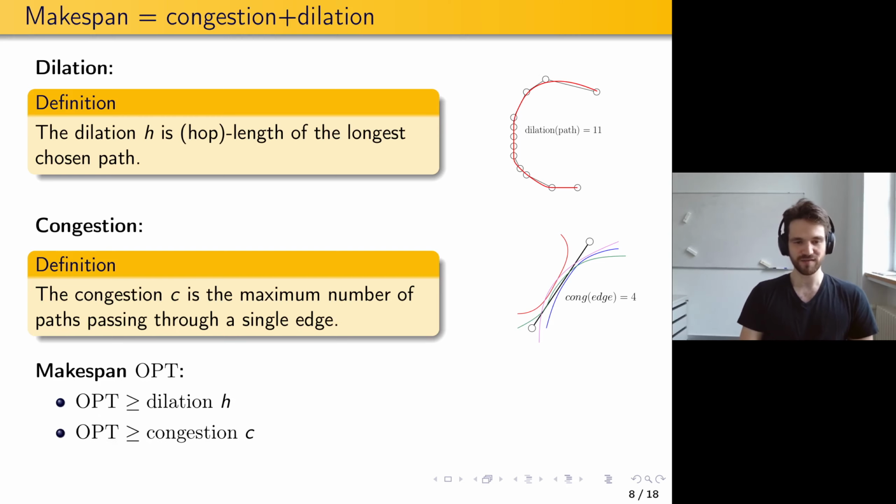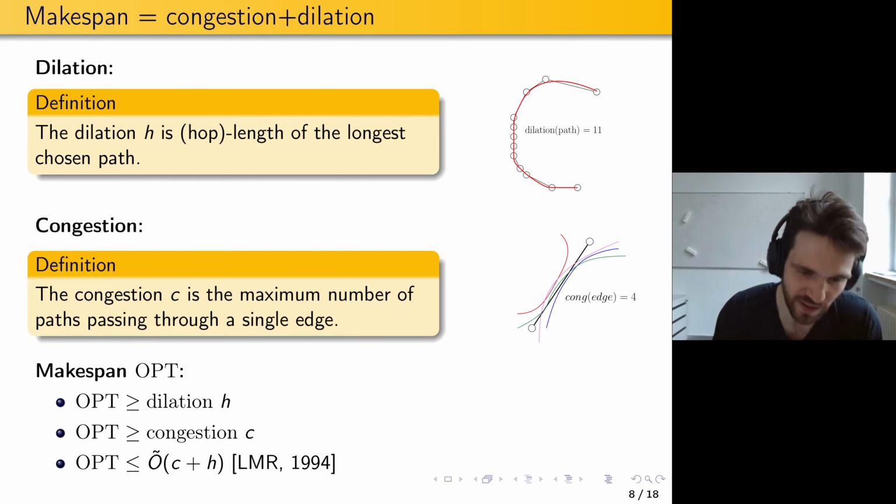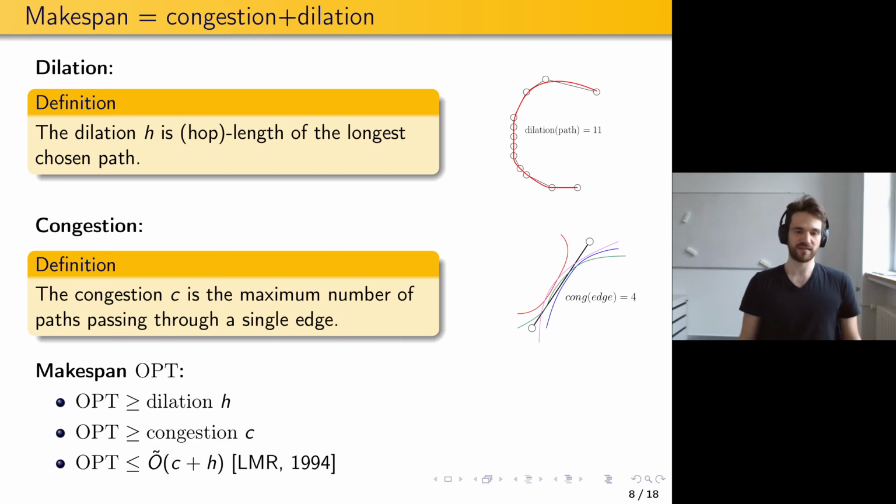Similarly, opt is bigger than the congestion C because, well, if there are like 4 cars going through this edge, you need at least 4 time steps until they all pass through this edge. But okay, so this is a lower bound on opt. However, there is an upper bound that says it's at most C plus H. And this is a classic result by Leighton, Maggs, and Rao.